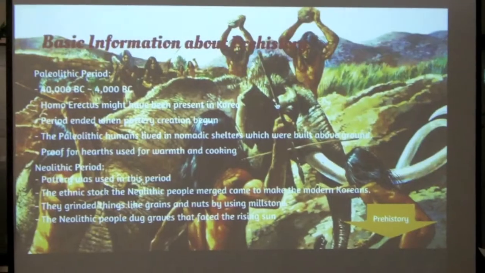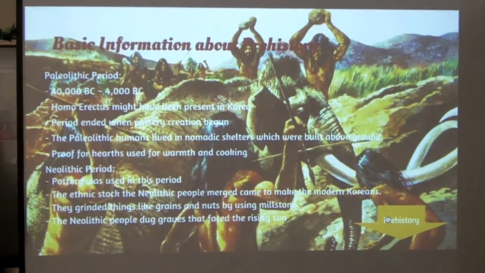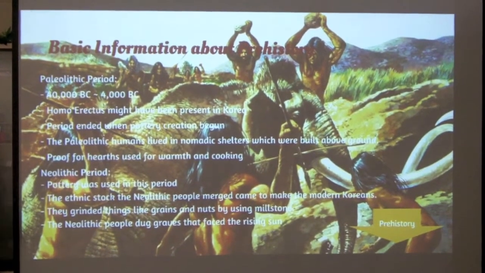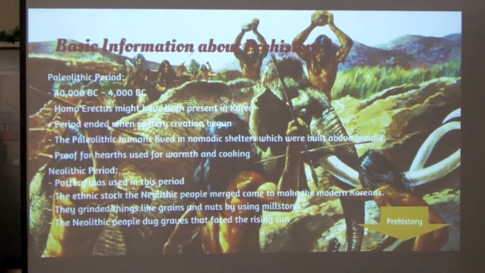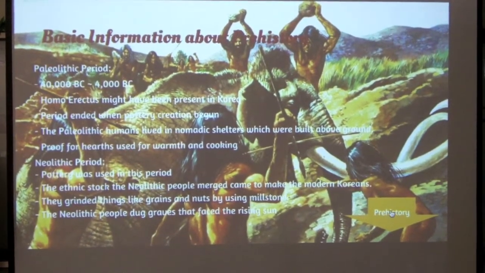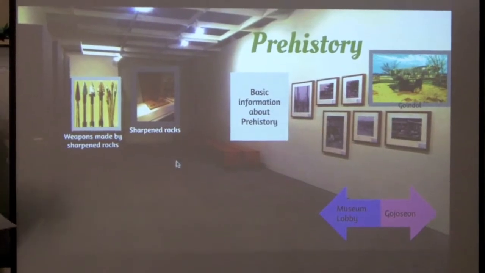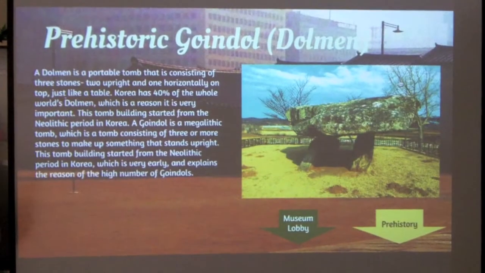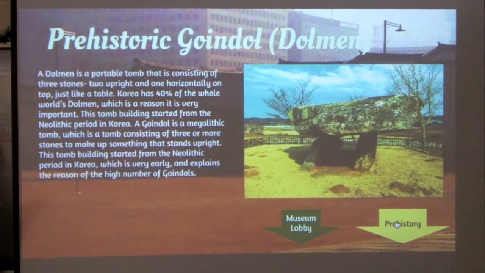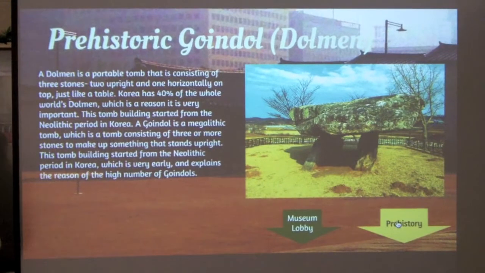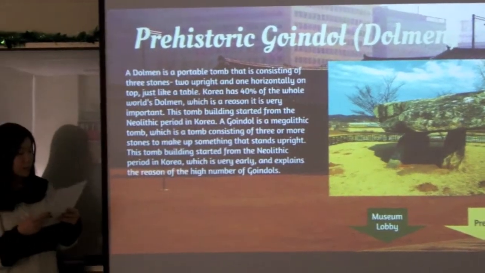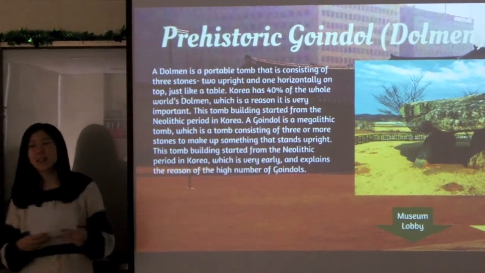Some basic information about prehistory is that it's mainly divided into 2 periods, which is the Paleolithic period and the Neolithic period. It started from 40,000 BC to 4,000 BC. And today I'm going to talk about Goin dolls or dolmens, which are megalithic tombs. And 40% of all the dolmens in the world are in Korea, and that is why this artifact is a very important artifact. It started in the Neolithic period, and it's important because of the big history, long history, and big number.